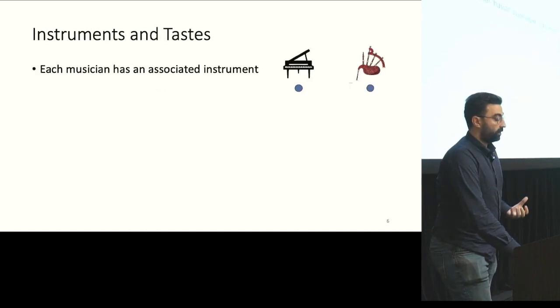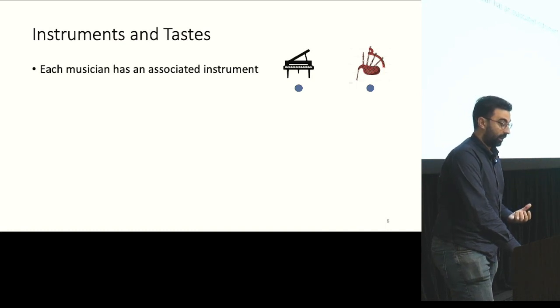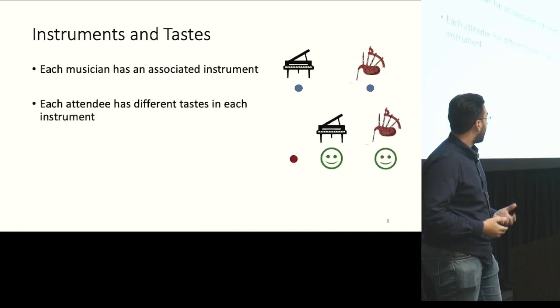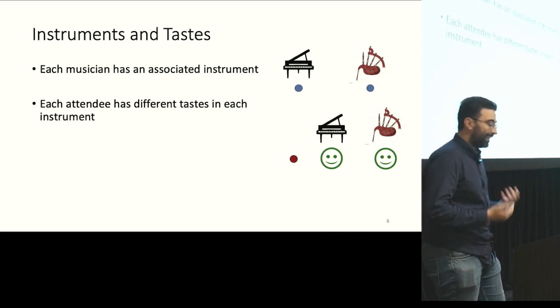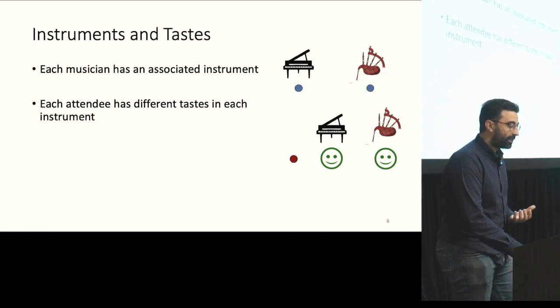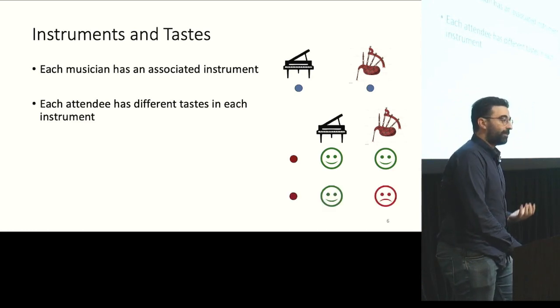So in addition to a musician's placement, each musician was also associated with an instrument. And each attendee has different tastes in each instrument. So for instance, personally, I really love both the piano and the bagpipes, but the bagpipes are kind of an acquired taste, and not everybody might be so happy about it, and some people might actually hate it so much that they would leave the room rather than hear the bagpipes.